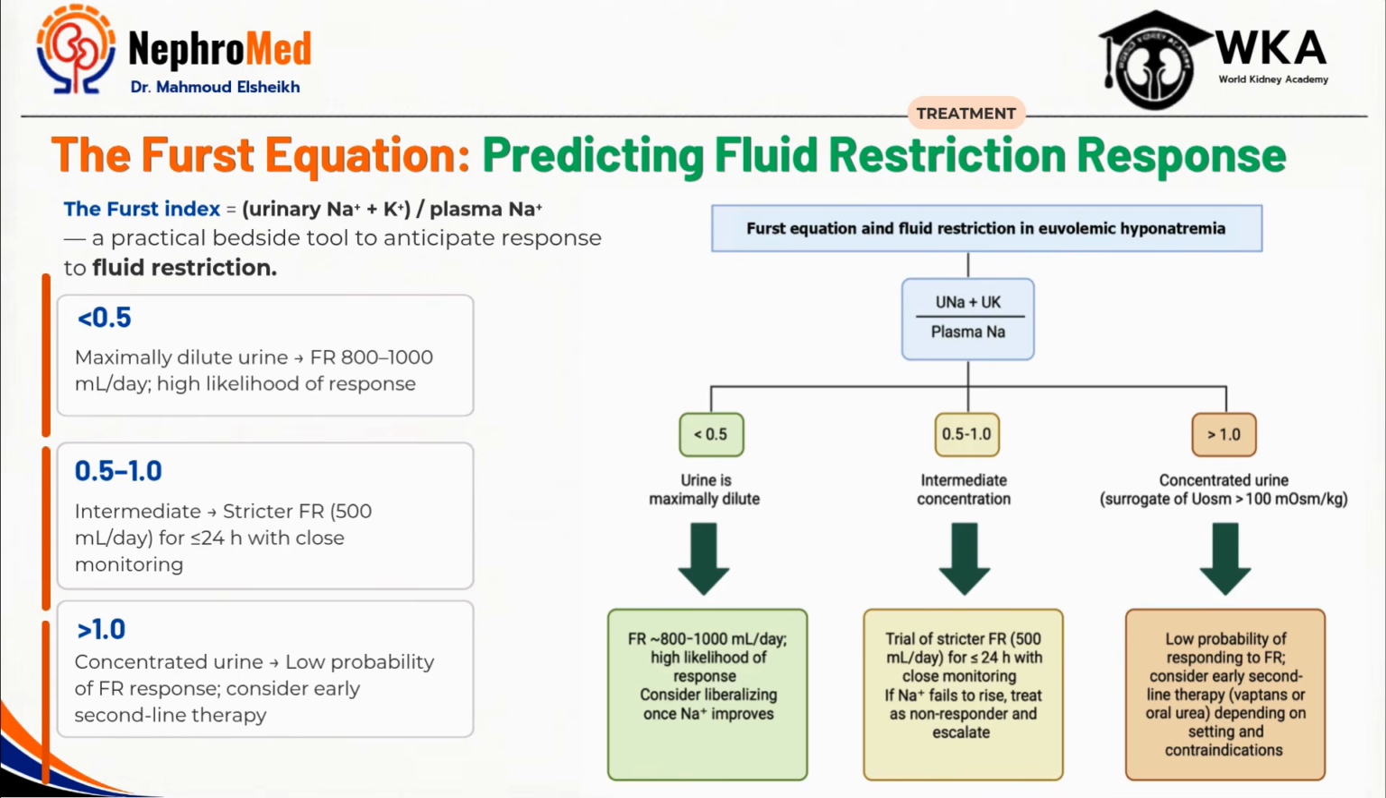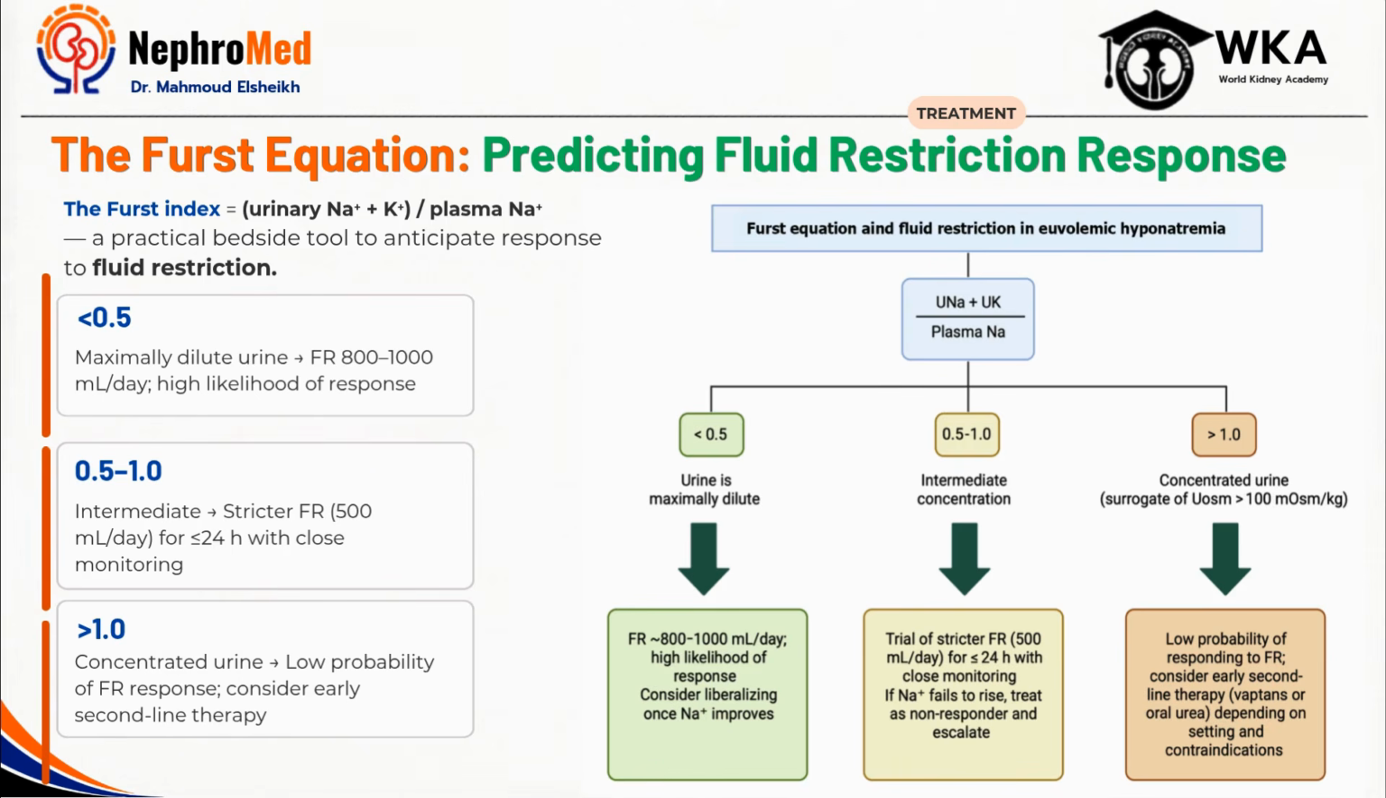These patients usually respond well to moderate fluid restriction, typically around 800 milliliters to 1 liter per day. When the ratio falls between 0.5 and 1, response becomes intermediate and less predictable. These patients may require stricter fluid restriction, sometimes around 500 milliliters per day, together with close monitoring. But when the ratio exceeds 1, the urine is highly concentrated, reflecting persistent AVP activity and minimal free water excretion. In these patients, fluid restriction alone has a very low probability of success.